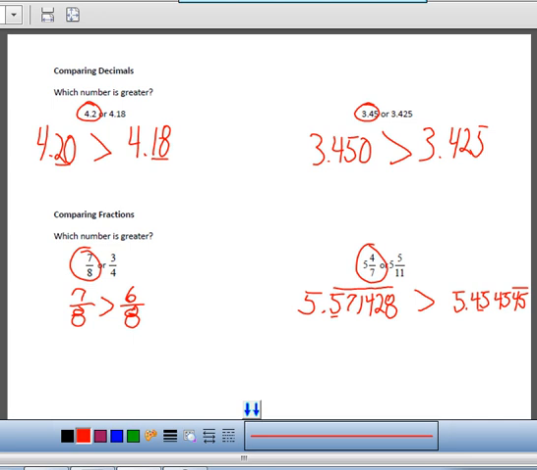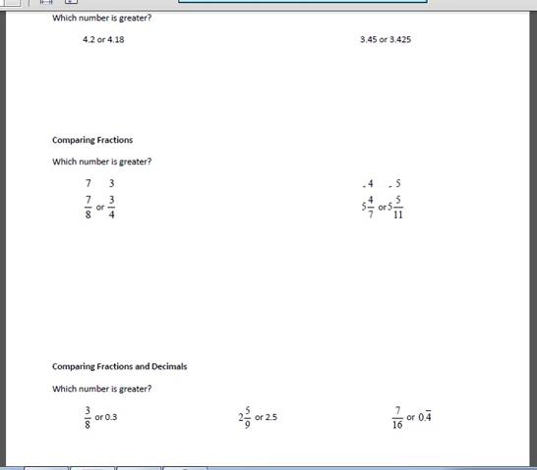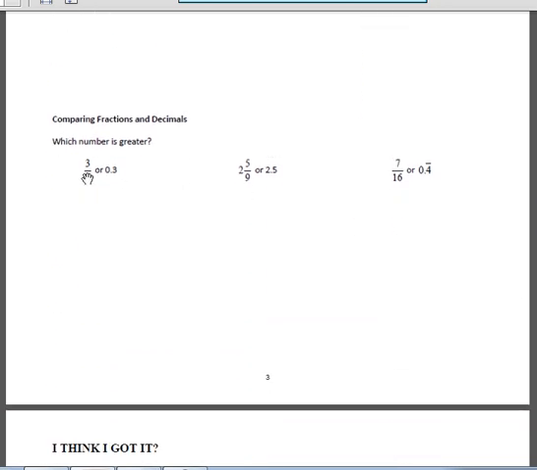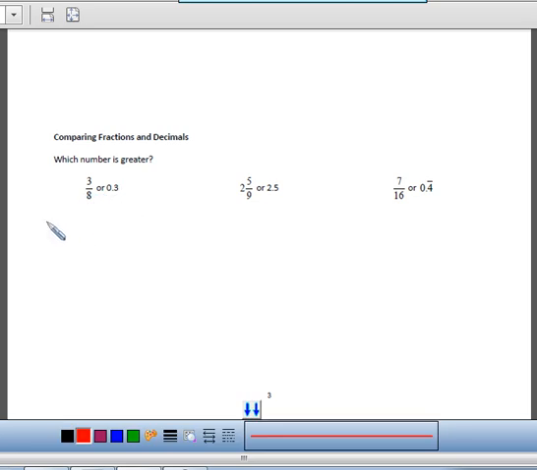All right, there's a few more at the bottom. We'll take a quick look at those. And this video is already getting too long, so we're going to have to wrap it up. Which number is greater, 3/8 or 0.3? Remember, 3/8 turns into 0.375. And obviously, if we have fractions and decimals mixed, we want to convert them both to fractions or convert them both to decimals.